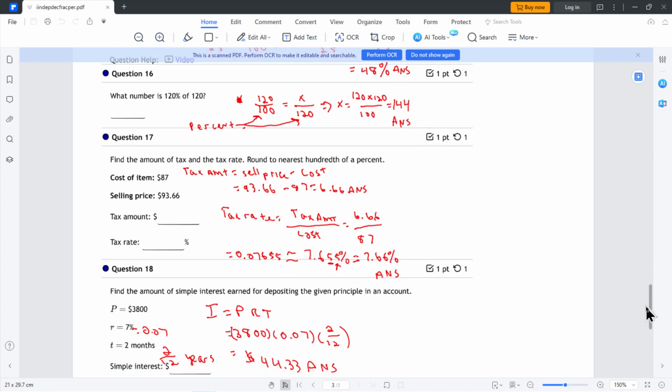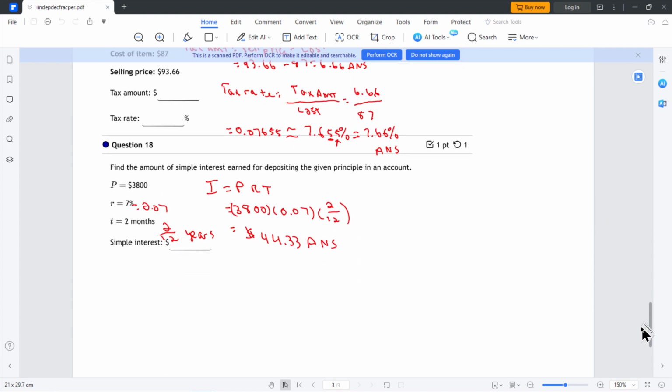And number 17, find the tax and tax rate to the nearest hundredth of a percent. So in this case, the tax amount is going to be the sale price minus the cost, 93.66 minus 87, which gives me 6.66 for my answer. And that's the tax amount. Tax rate, it's going to be the tax amount divided by the cost. So $6.66 divided by 87. Okay. And this simplifies to the decimal there, and there's the percent. 7.66%.